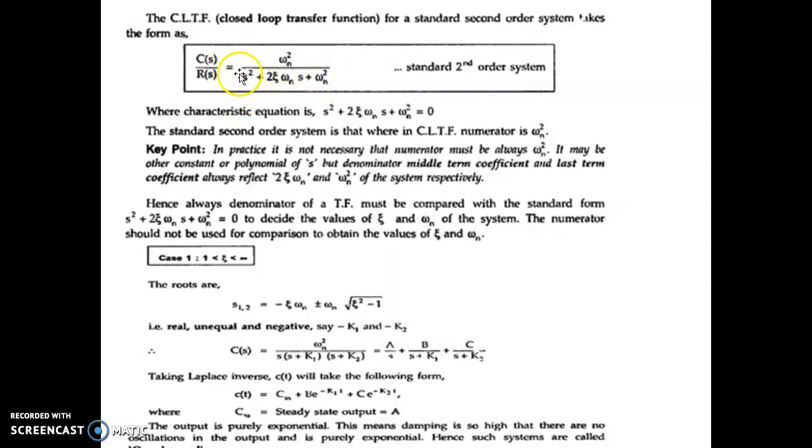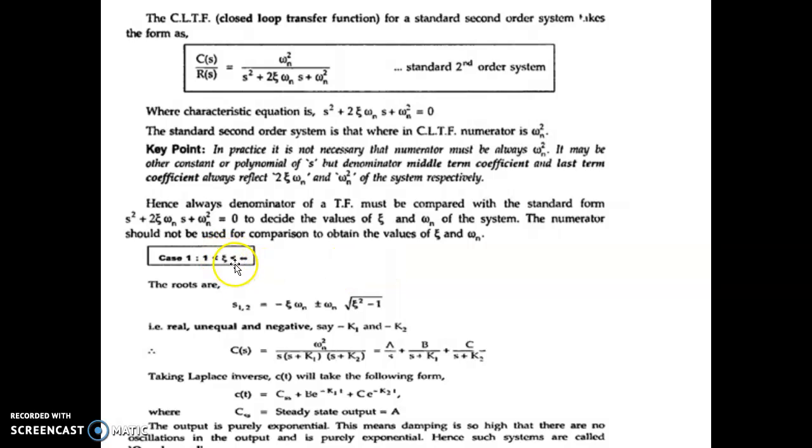By looking at the order of S, if it is S square, then we can call it a second order system. If it is S to the power of 1, then we can call it a first order system. From the denominator we can calculate some of the constants, that is the zeta value, which is nothing but the damping factor, and one more constant, omega n, which is nothing but the natural frequency.